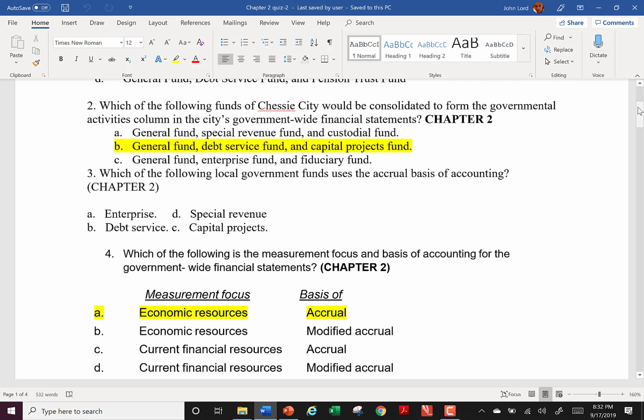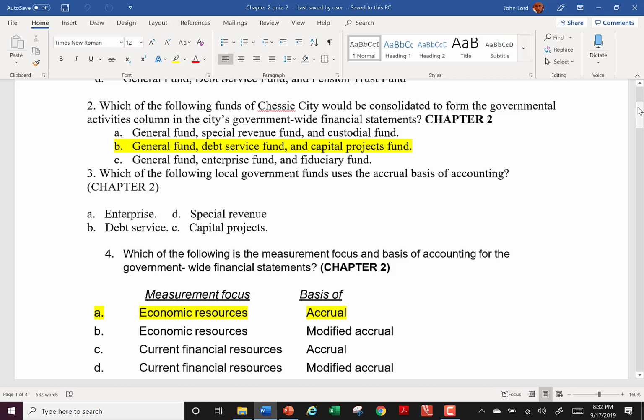Okay, so we take a look, and general fund, special revenue fund, custodial fund is one of my fiduciary funds. Not only is it not in the governmental activities, it's not even at the government-wide level, right? Then what? General fund, debt service fund, capital project fund, those are all governmental funds, right? You look at C, they've included the enterprise and the fiduciary funds there. Neither of those are in the governmental activities. Enterprise fund is in the business type activity, but it is not. Fiduciary funds are not reported together.